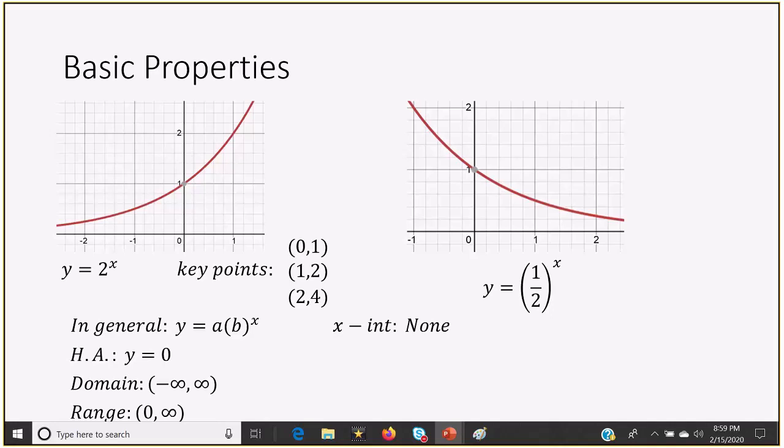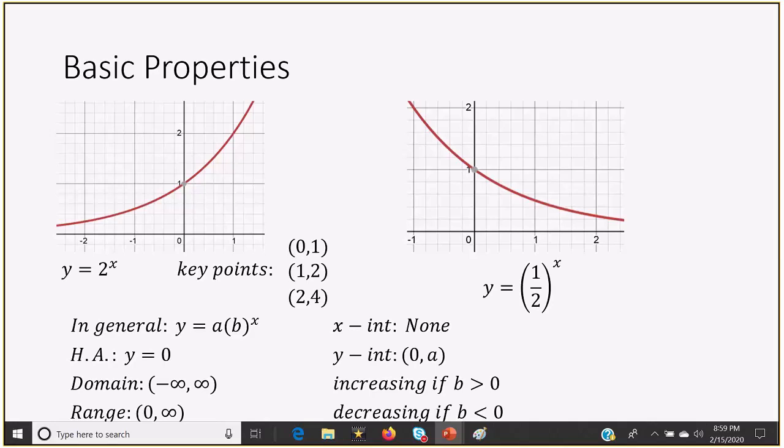X-intercept is none, because we have that horizontal asymptote y is equal to 0. Y-intercept is 0, comma a, or when we were talking about y is equal to 2 to the x, 0, comma 1. We don't really talk about that much in this section. That's why I'm actually not going to fix the error on this one. The graph is going to be increasing if b is greater than 1, and it's going to be decreasing if b is between 0 and 1.